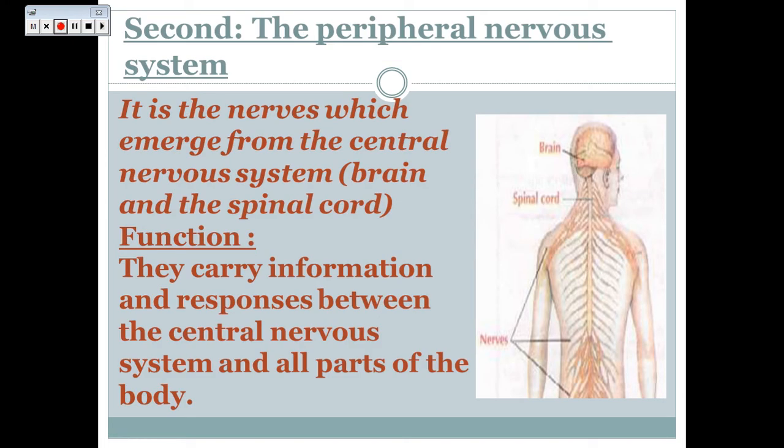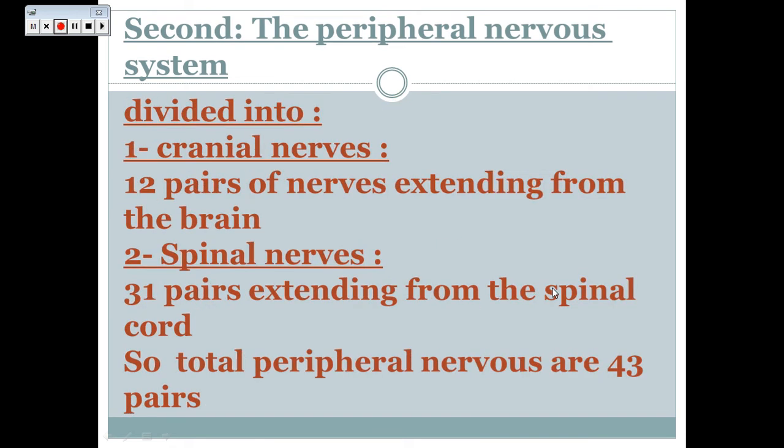And now, the peripheral nervous system. The peripheral nervous system consists of nerves that emerge from the central nervous system, the brain and spinal cord, and they carry information from the central nervous system to our body parts.